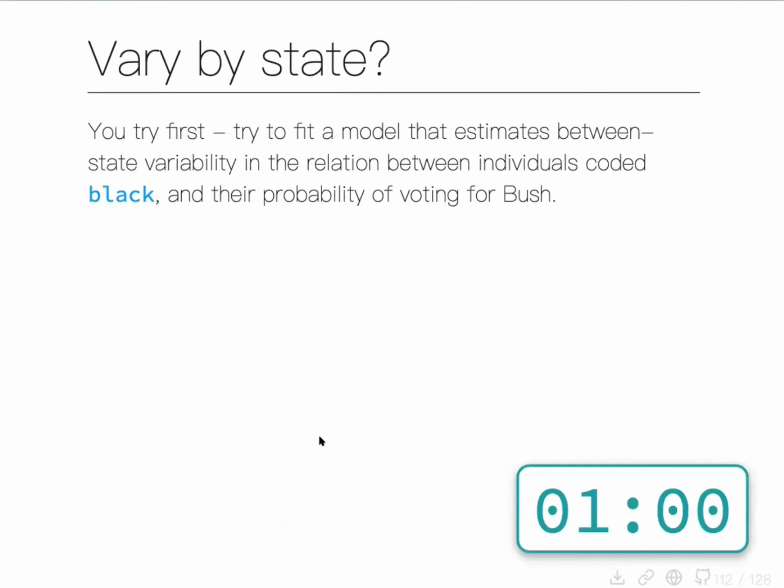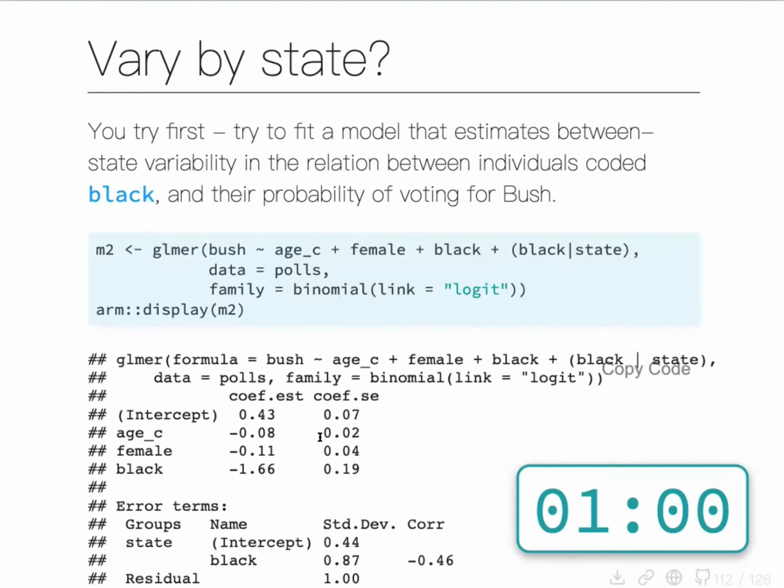Okay, the other thing we can do is we can say that's the average for people coded black, but maybe we want to know the between state variability in that as well. Okay, so in that case, we just model that as a random effect as well. Okay, so this is all the same sort of stuff that we've done before.